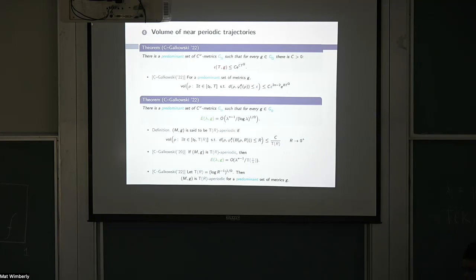And as I was saying a second ago, actually proving that the manifold is T of R aperiodic for a predominant set of metrics amounts to proving this bound here. So really, it is true that if you can control the volume of the set of directions that come epsilon close to being periodic, and that's controlled by epsilon to the power of 2n minus 2 times the stretch exponential in T, then you're good to go. So what the rest of the talk is about is explaining how it is that we are able to show that for a predominant set of metrics, one can control the volume of the set of trajectories that are near being periodic.